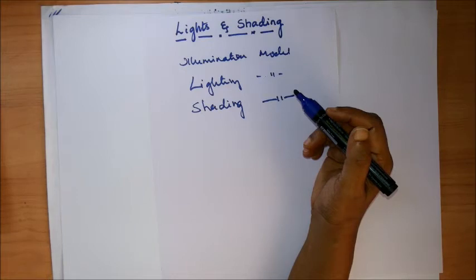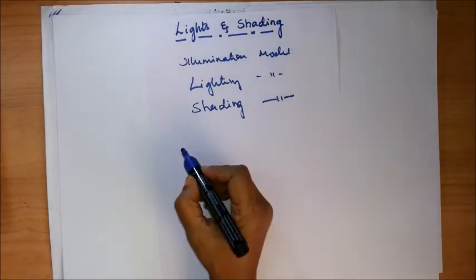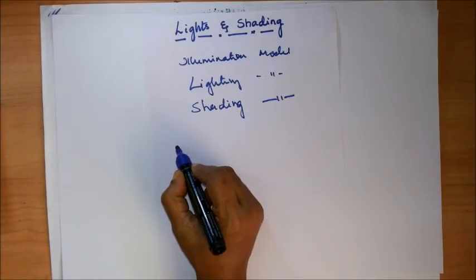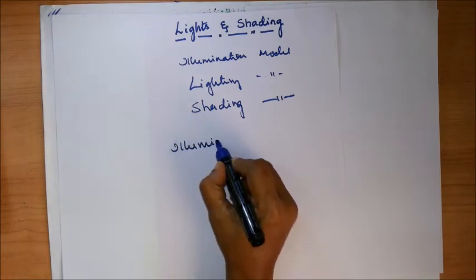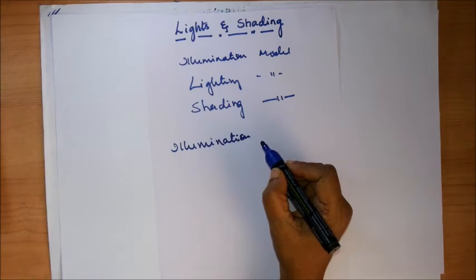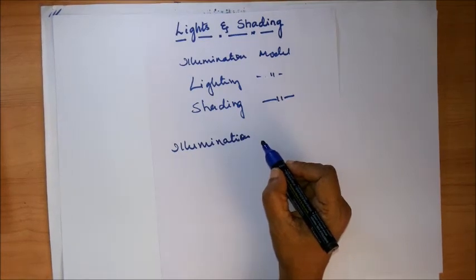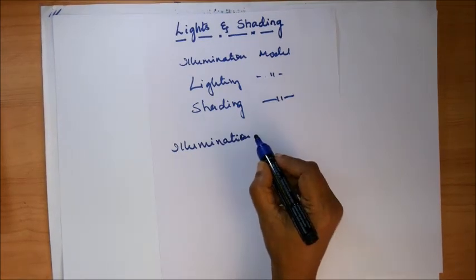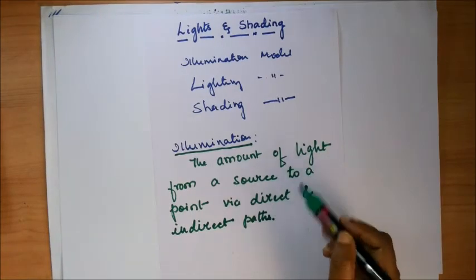And one more thing we need to understand is some terminology. What is illumination? Illumination, we can say, is the amount of light from a source to a point via direct and indirect paths. Well, why is this illumination important?